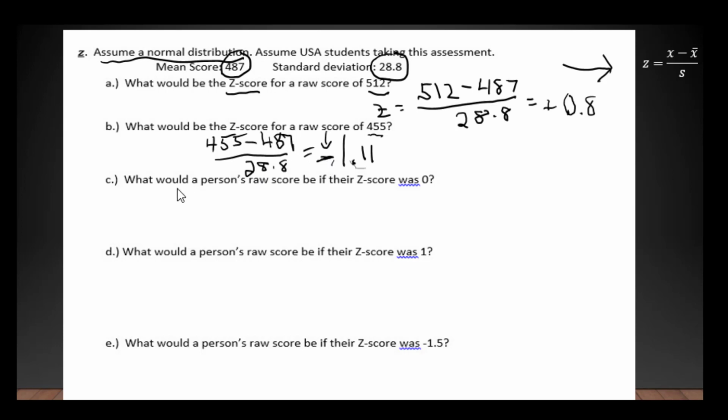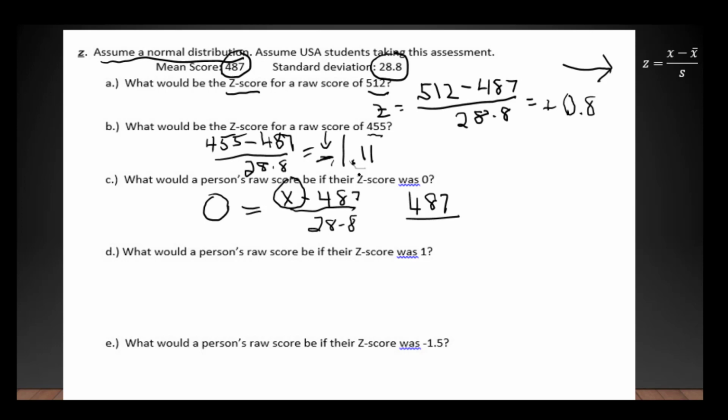Notice the negative. Okay, what would a person's raw score be if their z-score was 0? Well, this gets to fundamentally understanding what a z-score is. So if your z-score is 0, then you don't know what the raw score is, but you're going to subtract the mean and divide by 28.8. Well, what does this have to be in order for this whole thing to be 0? And the answer is 487.